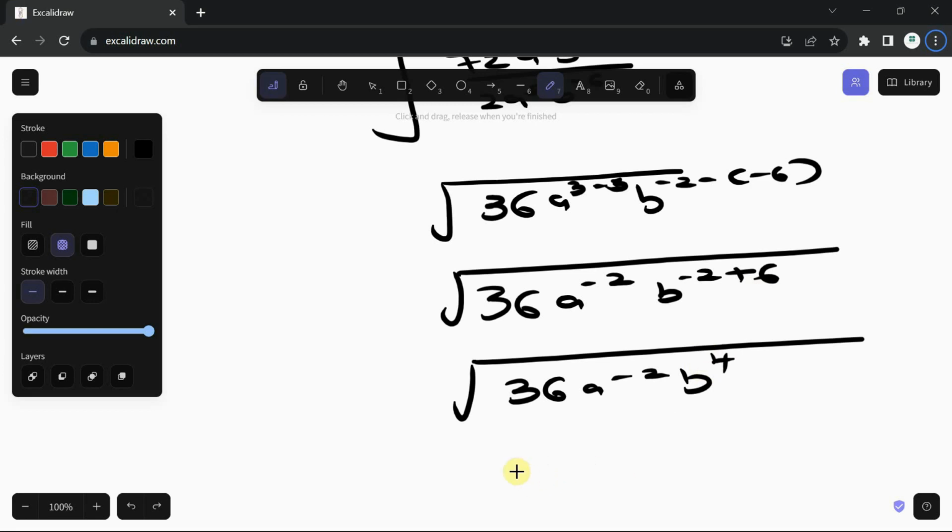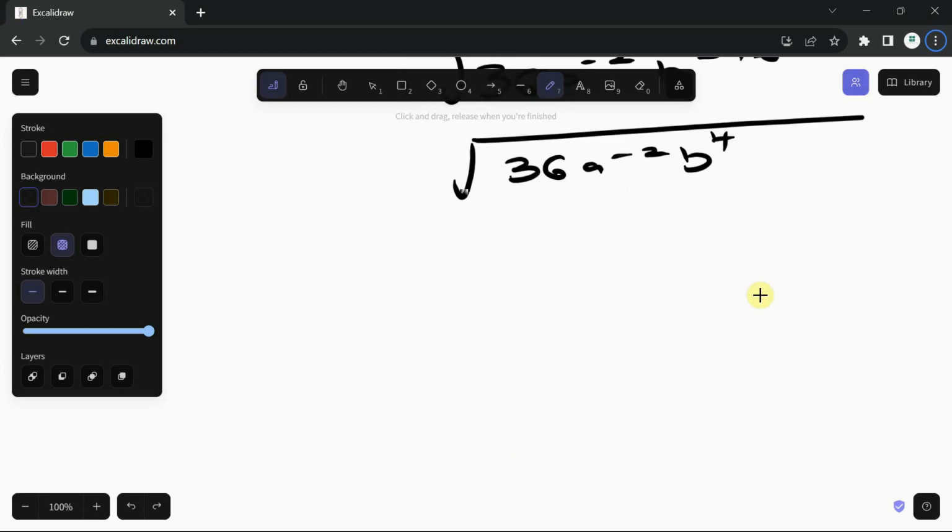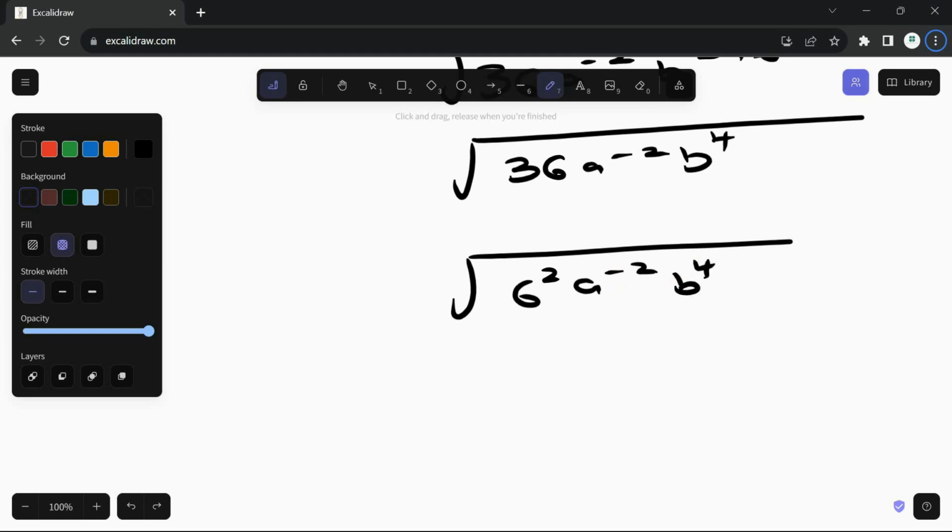Great. Now, look at something. I could say square root of 6 squared, a raised to the power of minus 2, b raised to the power of 4. From what we said, whenever we have a square root of anything, we need to consider the plus and minus equivalent. So that will be plus or minus. If I find the square root of 6 squared, that will leave me with 6. If I find the square root of a raised to the power of minus 2, that will give me a raised to the power of minus 1. If I find the square root of b raised to the power of 4, that will give me b squared.